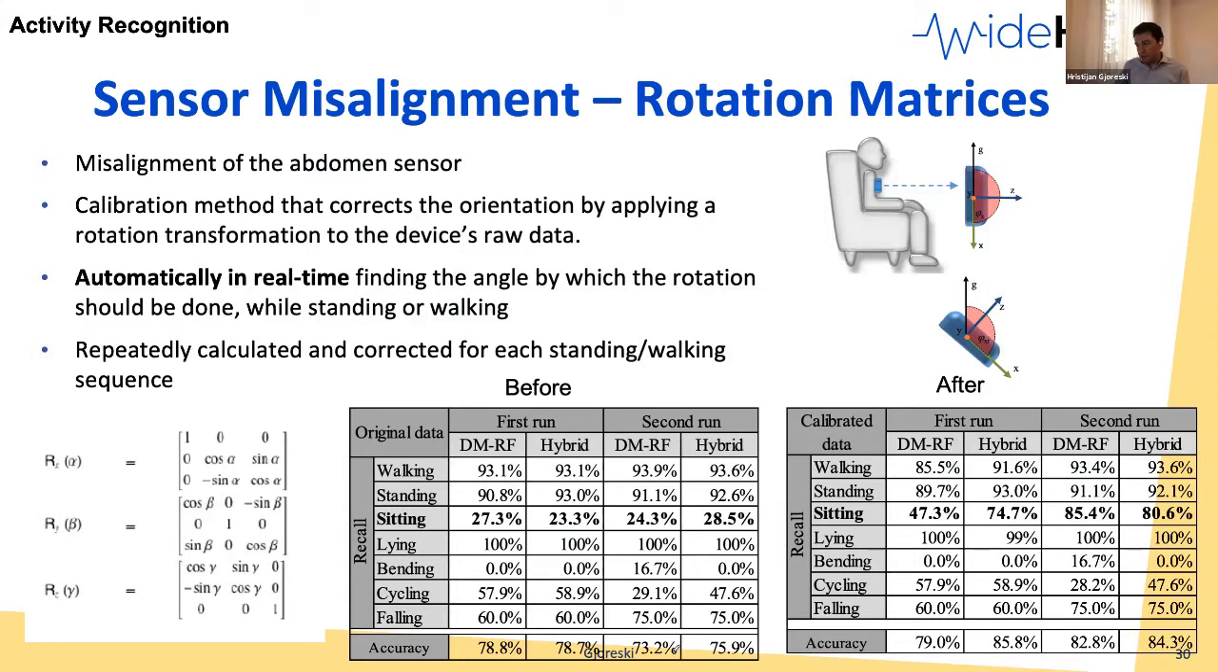Okay, I will not go into details, but this is the problem that I explained. So this is, let's say, a perfect vertical orientation of the sensor. But what if the orientation in real life, when the person is sitting, is like this? So you can use rotation matrices, which are quite known in linear algebra. So we applied that one. It kind of worked automatically in real time. And we got real improvement, I don't know, for the sitting activity from 28 to 18.